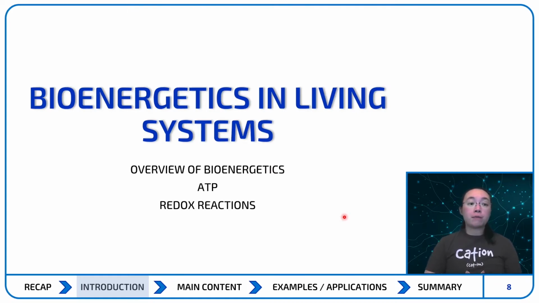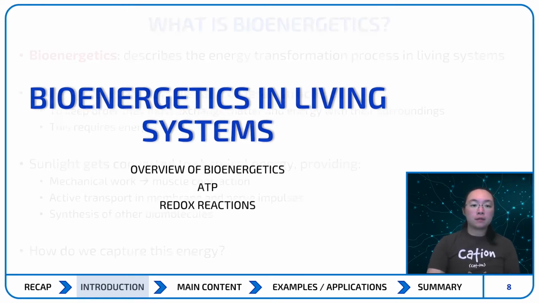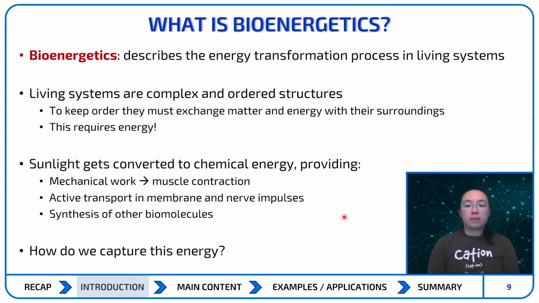So let's first start off with bioenergetics in living systems. What is bioenergetics? Bioenergetics describes the energy transformation process in living systems, and the two main ones are going to be photosynthesis and cellular respiration. Living systems are complex and ordered structures. In order to keep their order, they have to exchange matter and energy with their surroundings, and this requires energy. First of all, sunlight is going to get converted to chemical energy that provides mechanical work for muscle contraction, active transport in membrane and nerve impulses, synthesis of other biomolecules.